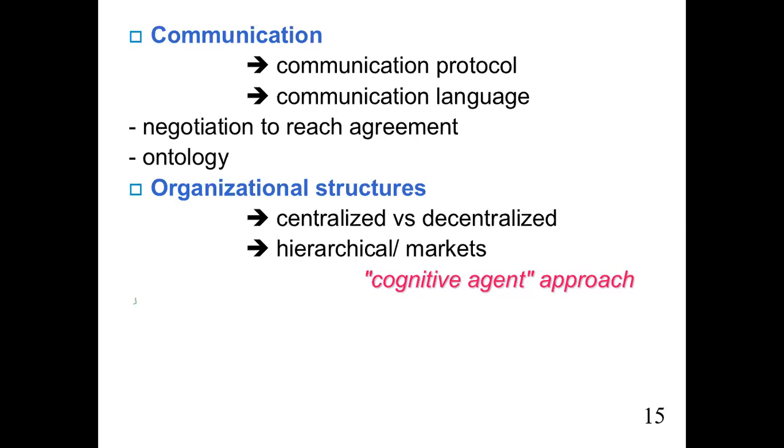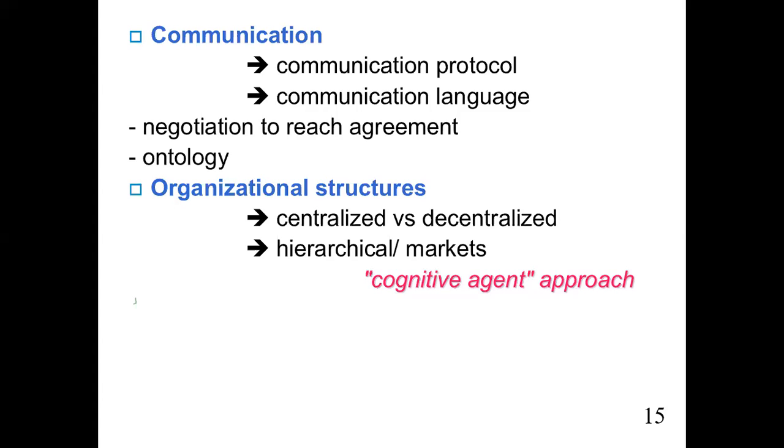Organizational structure means that agents can also have an organizational structure, whether the structure of the agent is centralized versus decentralized. Centralized means that it probably comes from one instruction, then it goes down. Decentralized means that the agents have their own autonomy, so they just communicate with each other. And then hierarchical or markets. Hierarchy means that it has its own hierarchy, or maybe it uses a market.